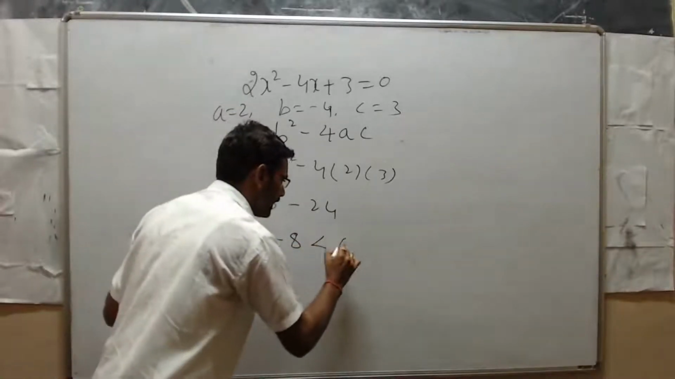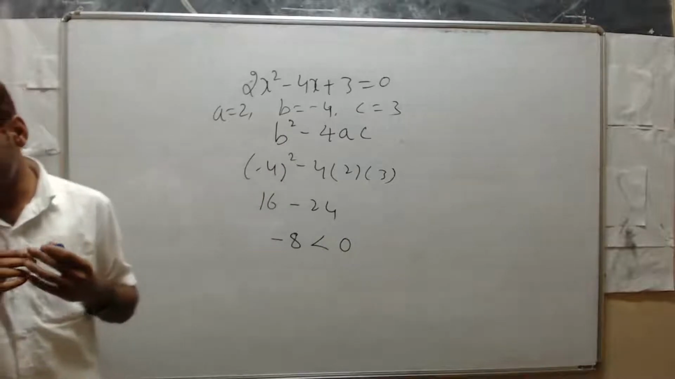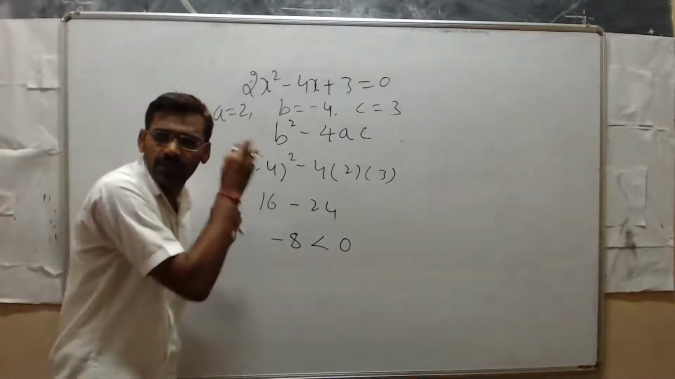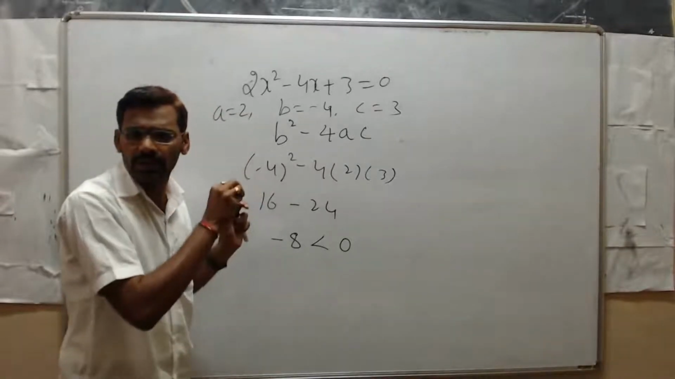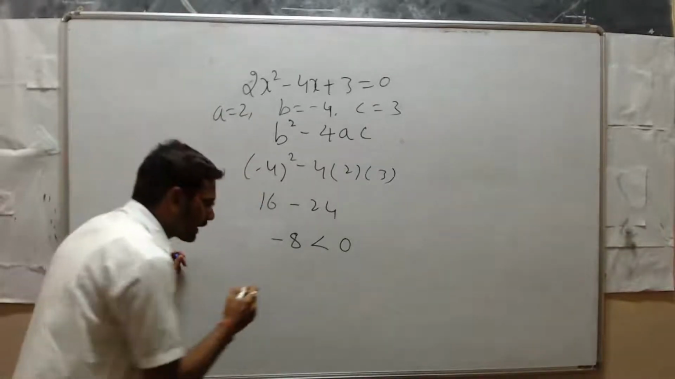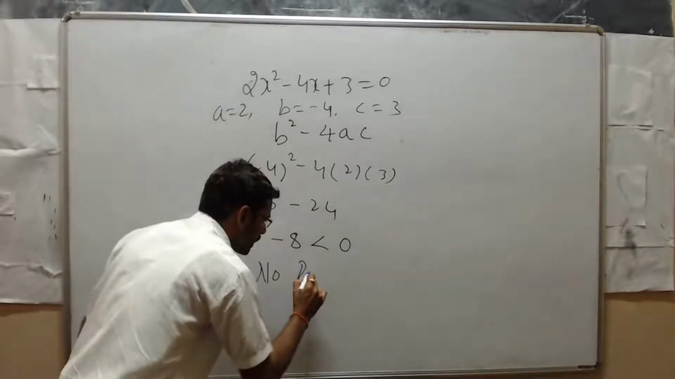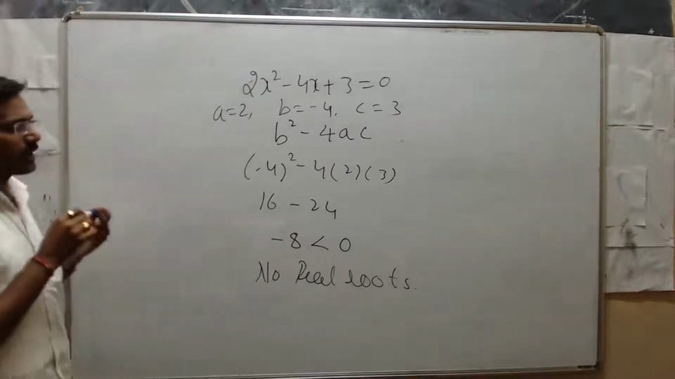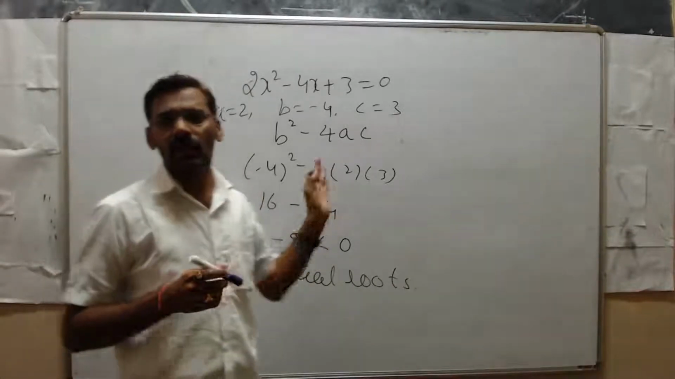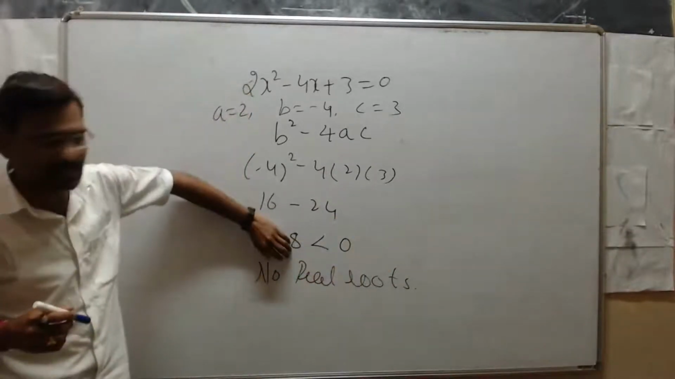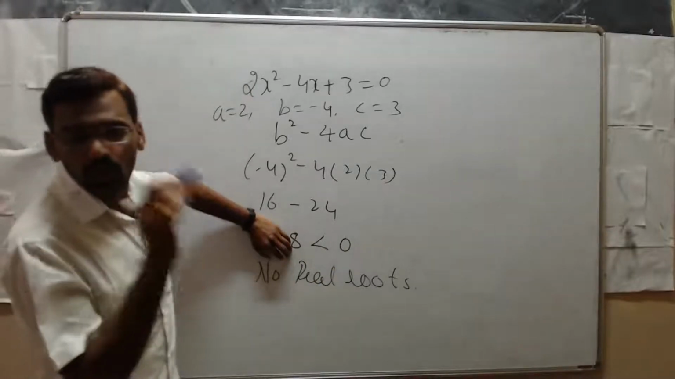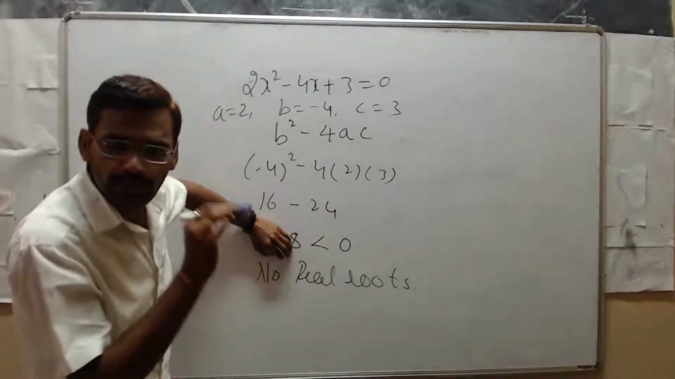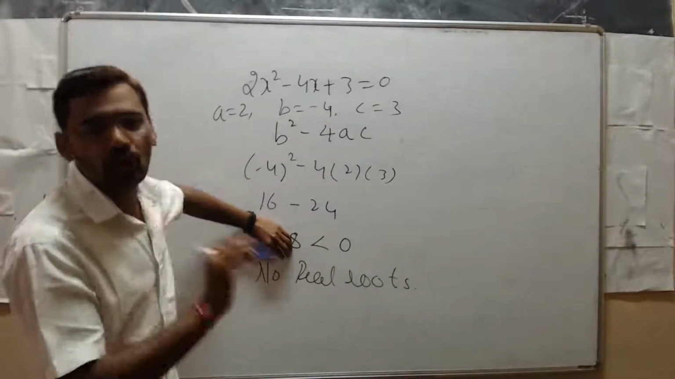-8 is less than 0. If b square minus 4ac value is negative, it means no real roots. What does it indicate? No real roots. If it is positive, then yes, roots exist: two distinct real roots. If it is equal to 0, two equal real roots. If negative, no real roots.